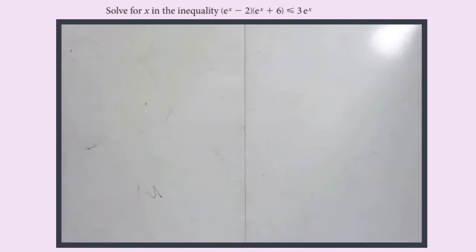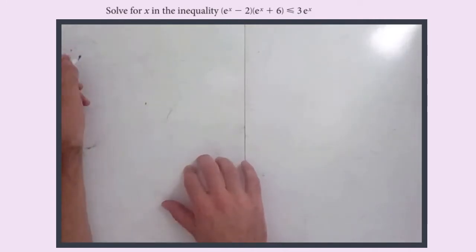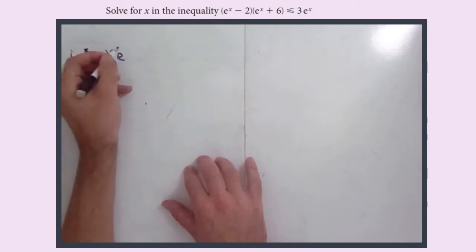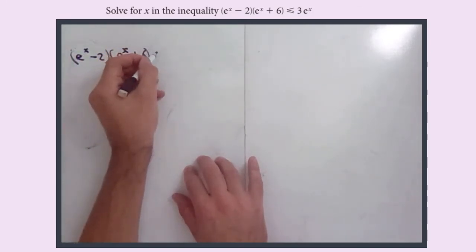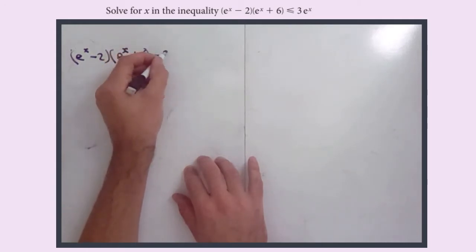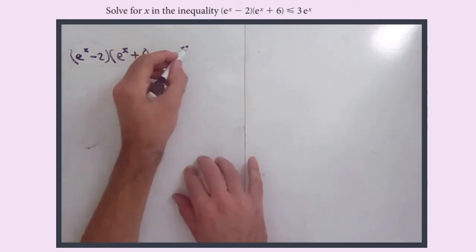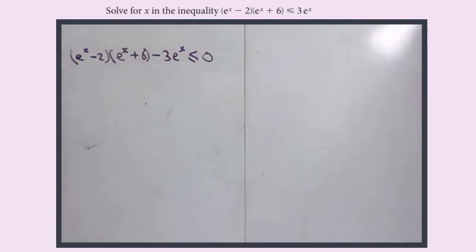So we are going to have to expand, and hopefully we'll get some kind of inequality that we can factorize and use the null factor law. Right now we've got a bit of work to do first. So (e^x - 2)(e^x + 6), I'm going to move the 3e^x, so minus 3e^x is less than or equal to 0.